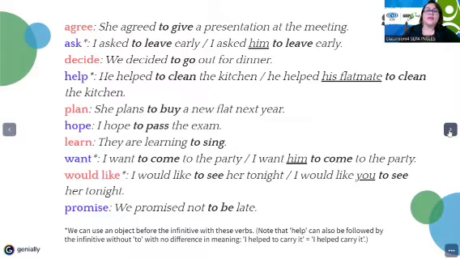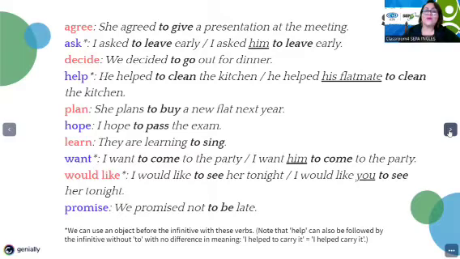Hope: I hope to pass the exam. Learn: They are learning to sing. Next one is want: I want to come to the party. I want him to come to the party. Would like: I would like to see her tonight. I would like you to see her tonight. Promise: We promise not to be late.